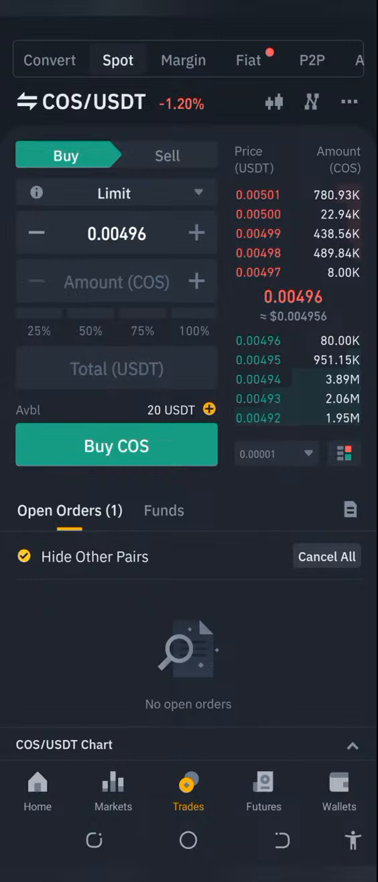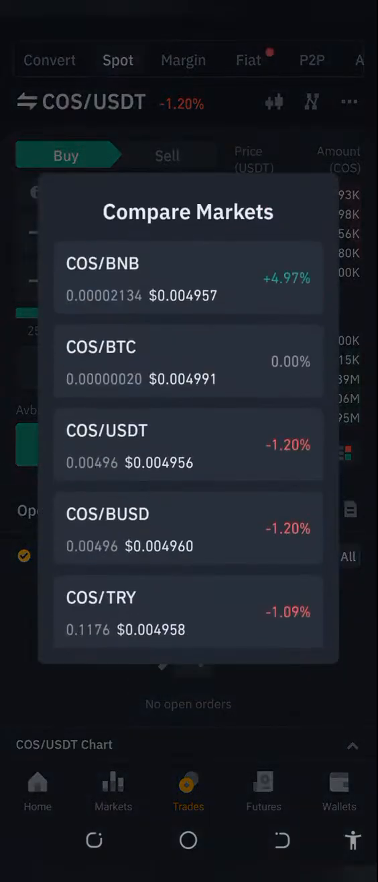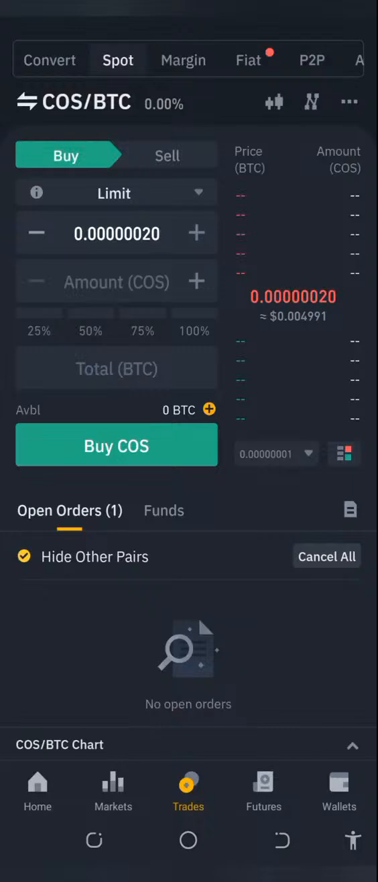You buy your target coin with your base coin. And when you buy that base coin, you buy it with a particular amount. Let's say these days we have $20 here. Then you pick that, copy it, and sell it to a profit coin. Let's assume that that's BTC.